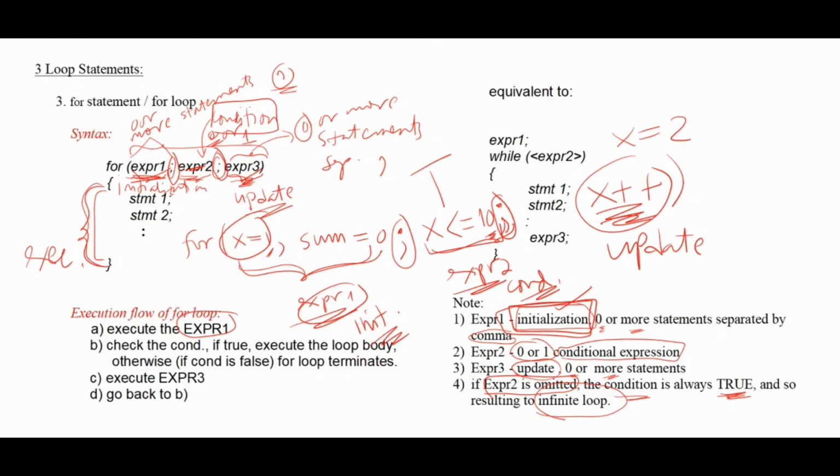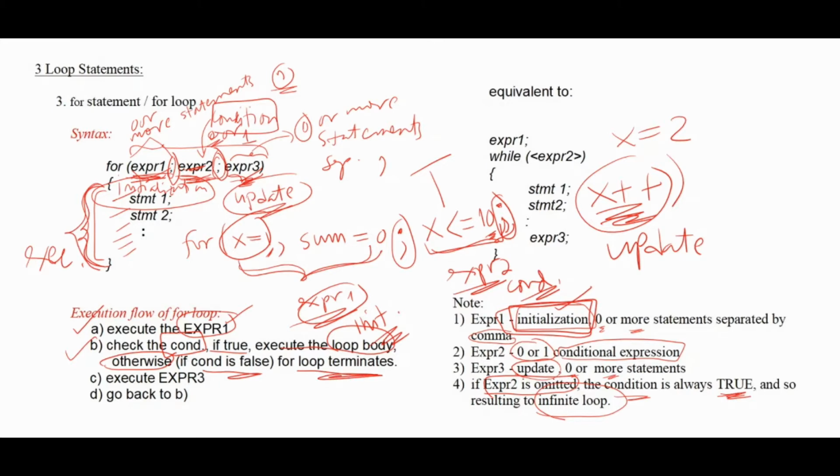In the execution flow, we first execute expression 1, the initialization, and then we evaluate the condition, expression 2. If it is true, we execute the loop body. All the statements from the first statement up to the last statement will be executed. Otherwise, when the condition is false, the for loop terminates.